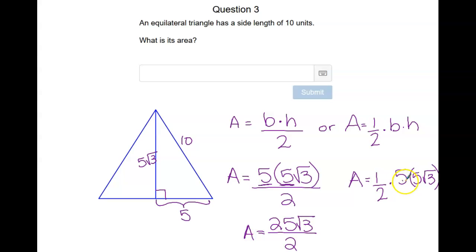And if you do the same thing over here, you would be multiplying 5 times 5, which is 25, and then the square root of 3 would just stay the square root of 3. And when you multiply something by half, you're really dividing it by 2. So you would get the same thing no matter which way you choose to do it, but your answer would be 25 square roots of 3 over 2.